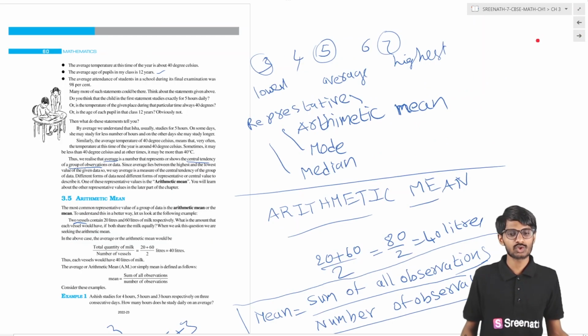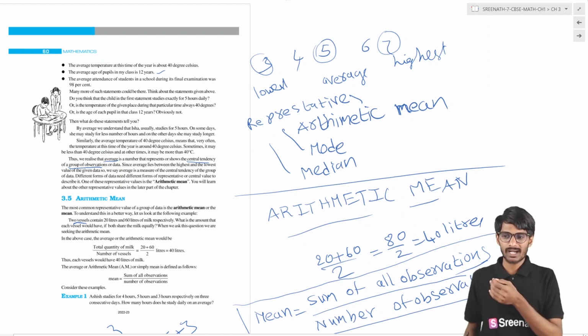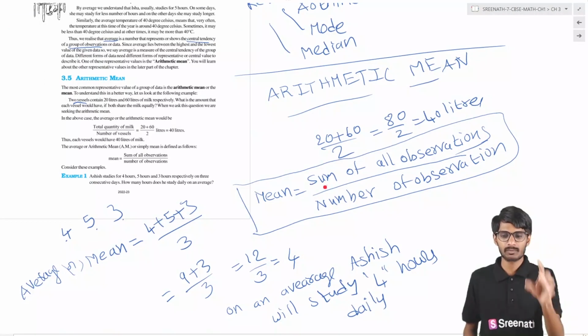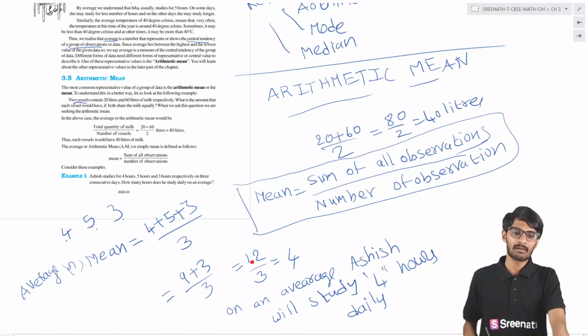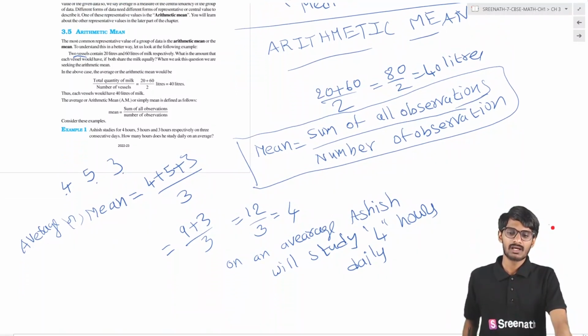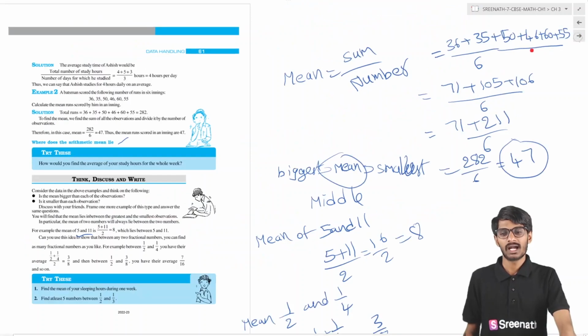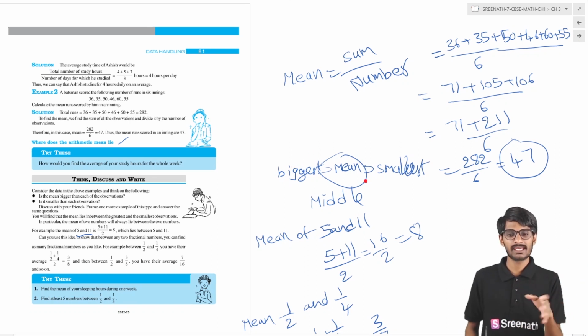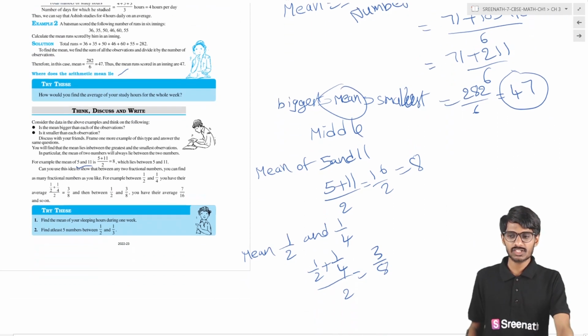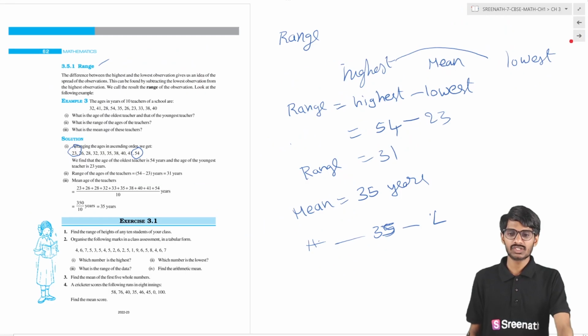For representative values, we require arithmetic mean, mode, or median. What is arithmetic mean? Arithmetic mean is nothing but the sum of all observations divided by the number of observations, students. It is an average value, and the arithmetic mean always lies between the biggest and smallest value, the highest and lowest value, students.